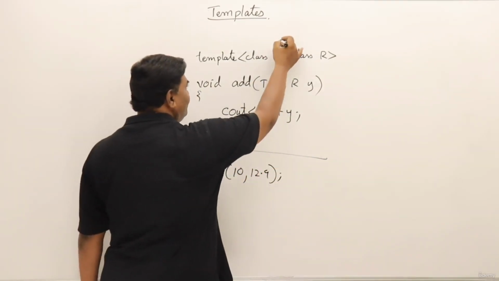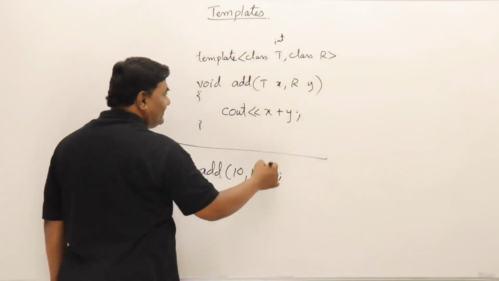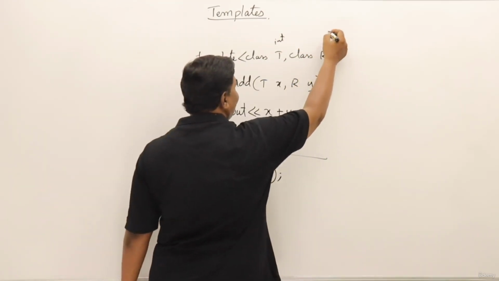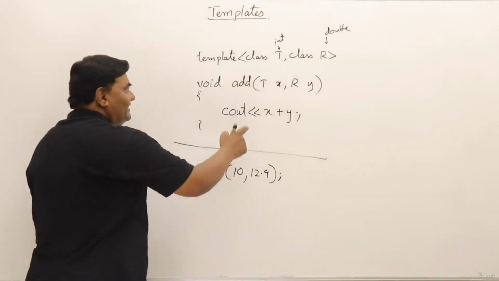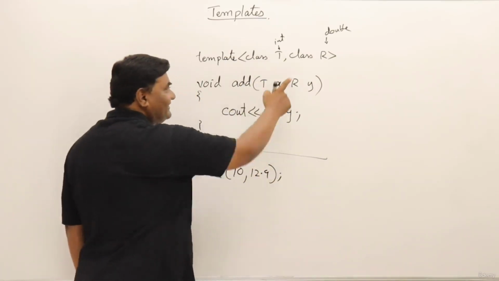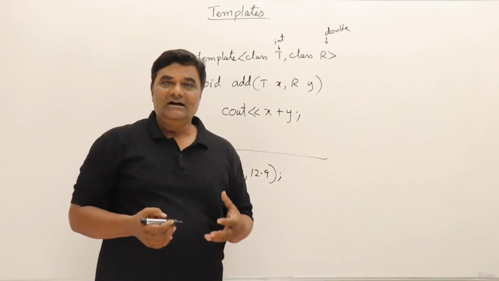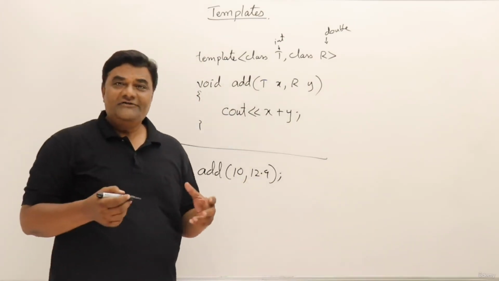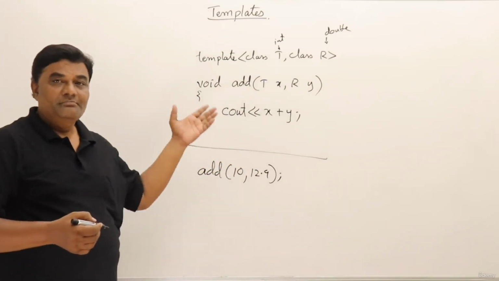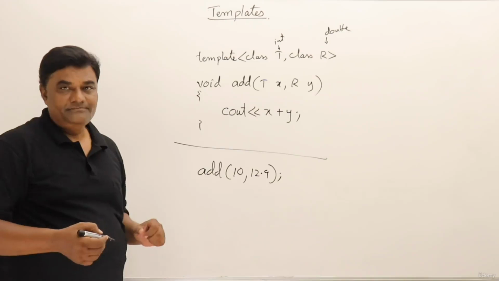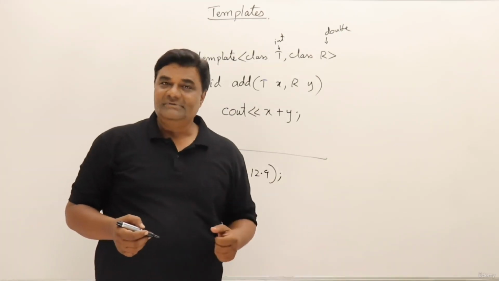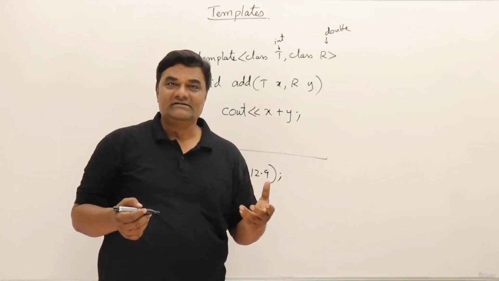So this T will become integer type and this R will become double type depending on the values that we are passing. First value is integer type, so T becomes integer and this becomes double. So even we can have multiple parameters in templates. If required, you can use multiple data types also. Now next I'll explain template classes.